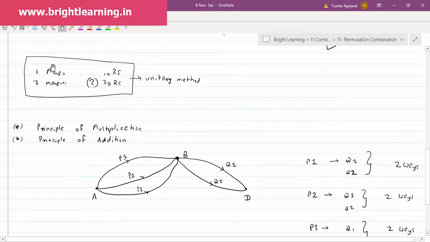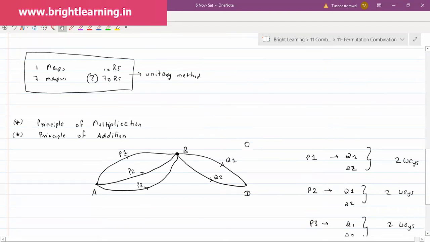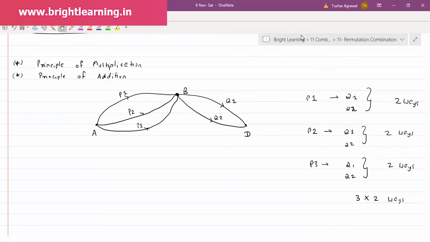See now, pay attention to my words. 1 mango, 10 rupees, 7 mangoes, how many rupees? From Ahmedabad to Bombay, if I fix my one route, for one route there are two connecting flights. If I fix my first flight, there are two connecting flights here. So from the first route only, I can go by 3 routes. For one route, there are two connecting flights. For 3 routes, how many connecting flights? Can you see that this is a unitary method? 2, 2, 2, 3 into 2, 6.